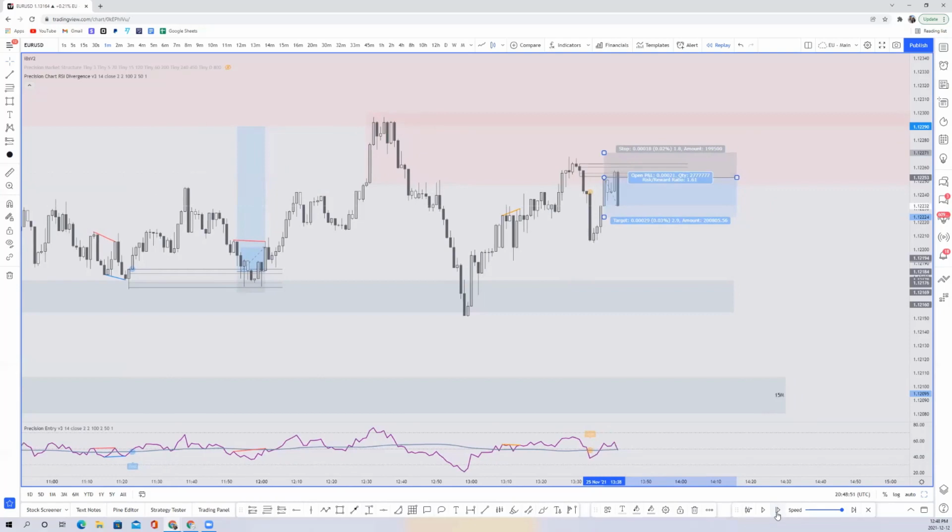So there's our top, bearish engulfing, just the way we like it.